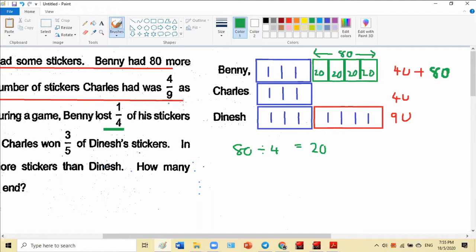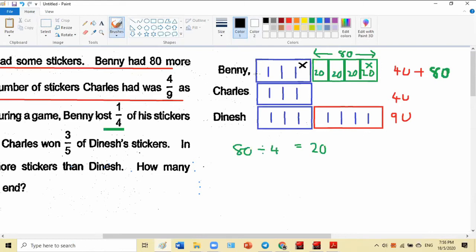So what happened? Benny lost a quarter. That means he lost this one, no? Lost a quarter only, not all. So he lost a quarter, and this is a quarter. That means he also loses this part, right? Do you understand now? One quarter of the blue one and one quarter of the green one. Agree or not?